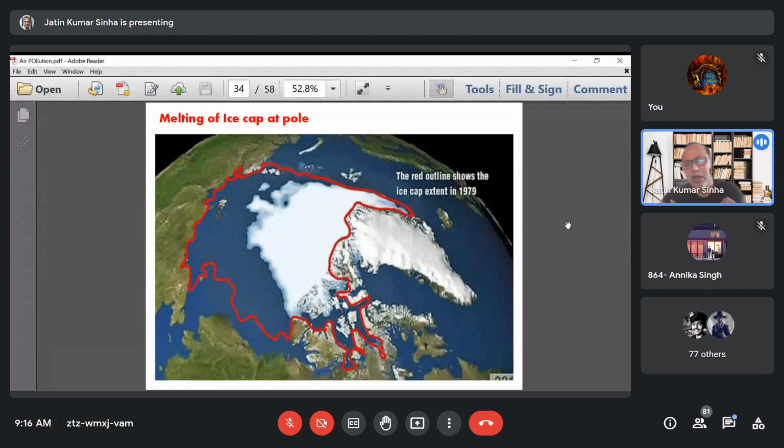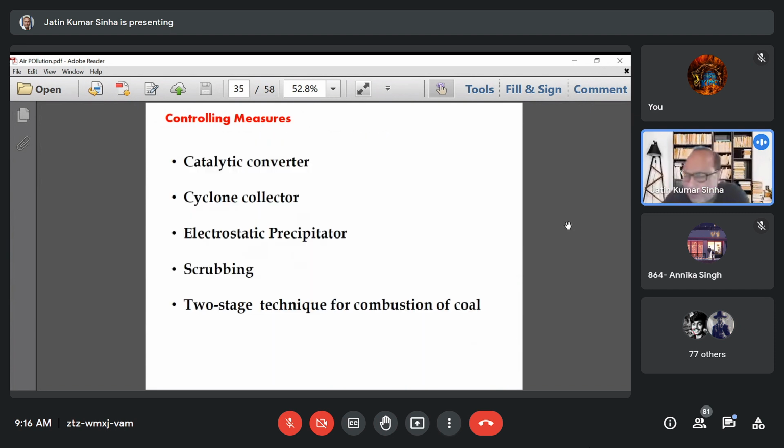So till now, what we discussed is air pollutants and the global problems associated with them. We discussed the ozone layer depletion, the ice melting, and also the greenhouse gas effect. Okay. So now we will discuss the controlling measures we use for air pollution. So these are the controlling measures.